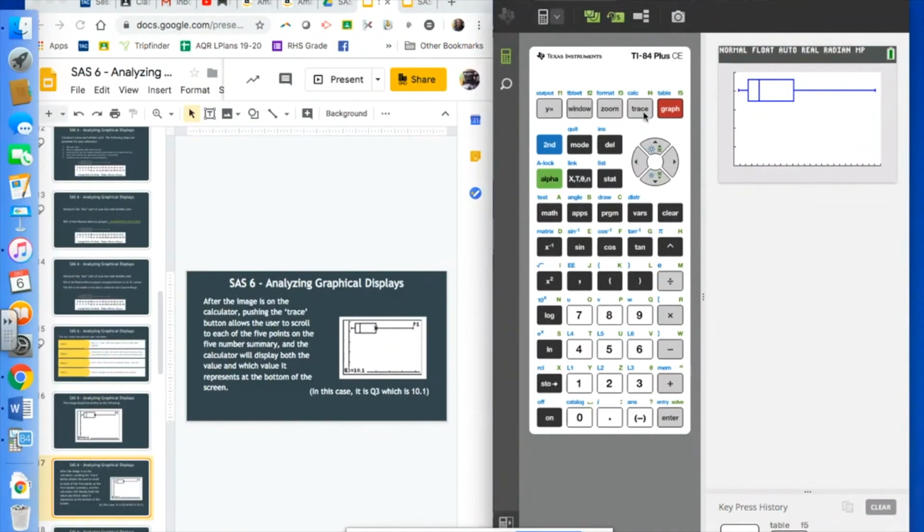Let's go to the calculator and hit trace. Notice it starts at the median at 4.25. And as you can see, we had calculated that. Q1 is 2.4, minimum is 0.8, Q3 is 10.1, and the maximum is 24.1. So everything we've done up to this point has been done correctly. So I think we did a good job on that. Let's continue on this lesson.